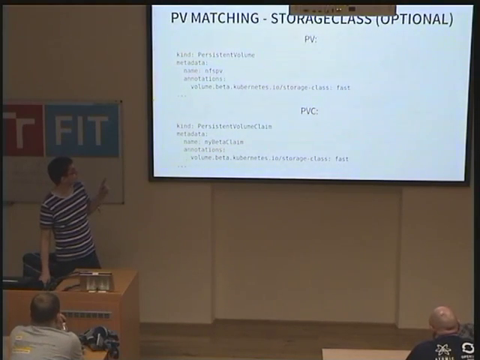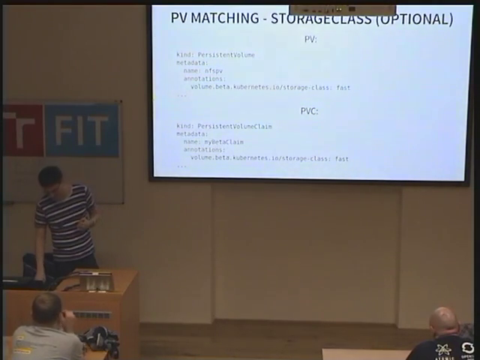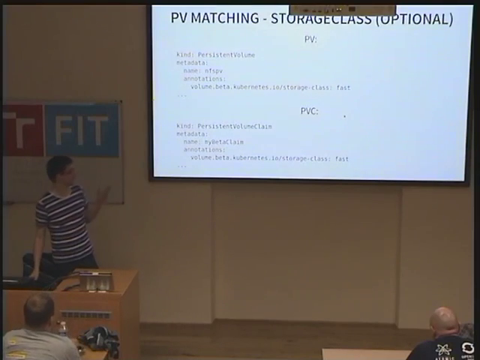And when the user wants storage of some special class, he puts a magic annotation into the claim, and Kubernetes matches this and finds the best PV with storage class fast in this case.